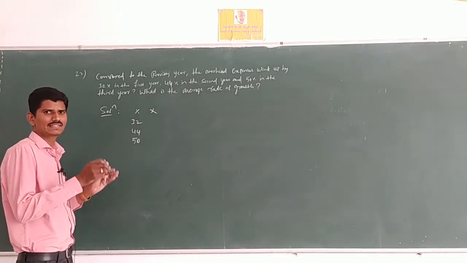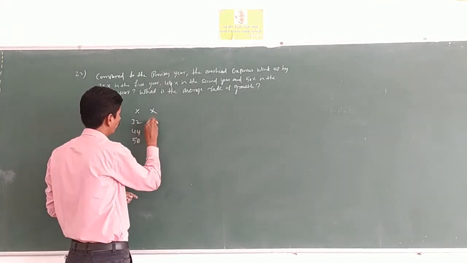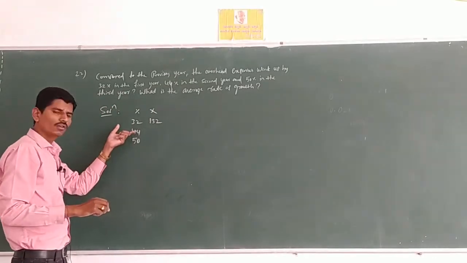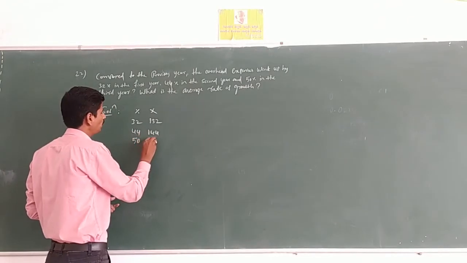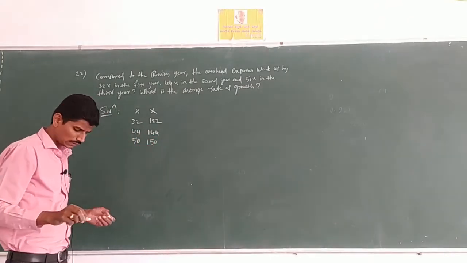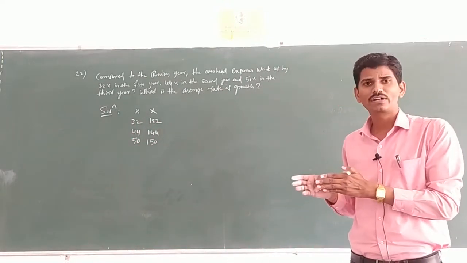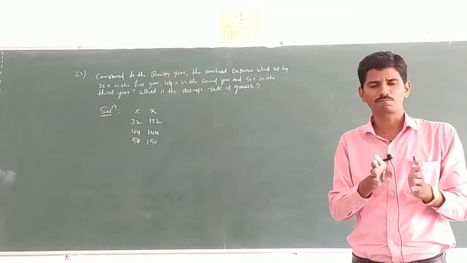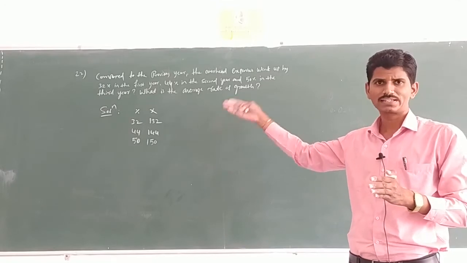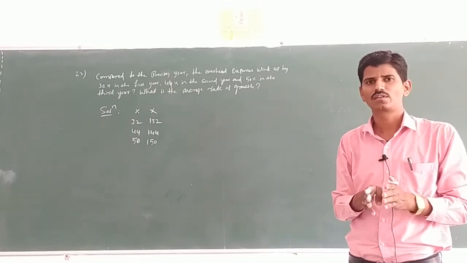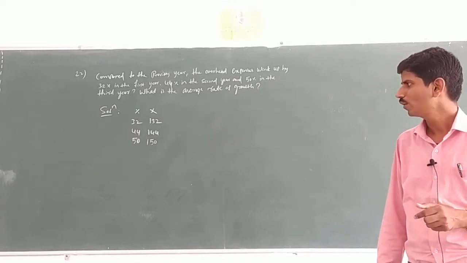Since we are taking the geometric mean, the percentage base is 100. 100 plus 32 is 132. The next, 100 plus 44 is 144. The next, 100 plus 50 is 150. Compared to the previous year, it was 100, and increased by means 132. 100 is a constant: 100 plus 32 is 132, 100 plus 44 is 144, 100 plus 50 is 150.